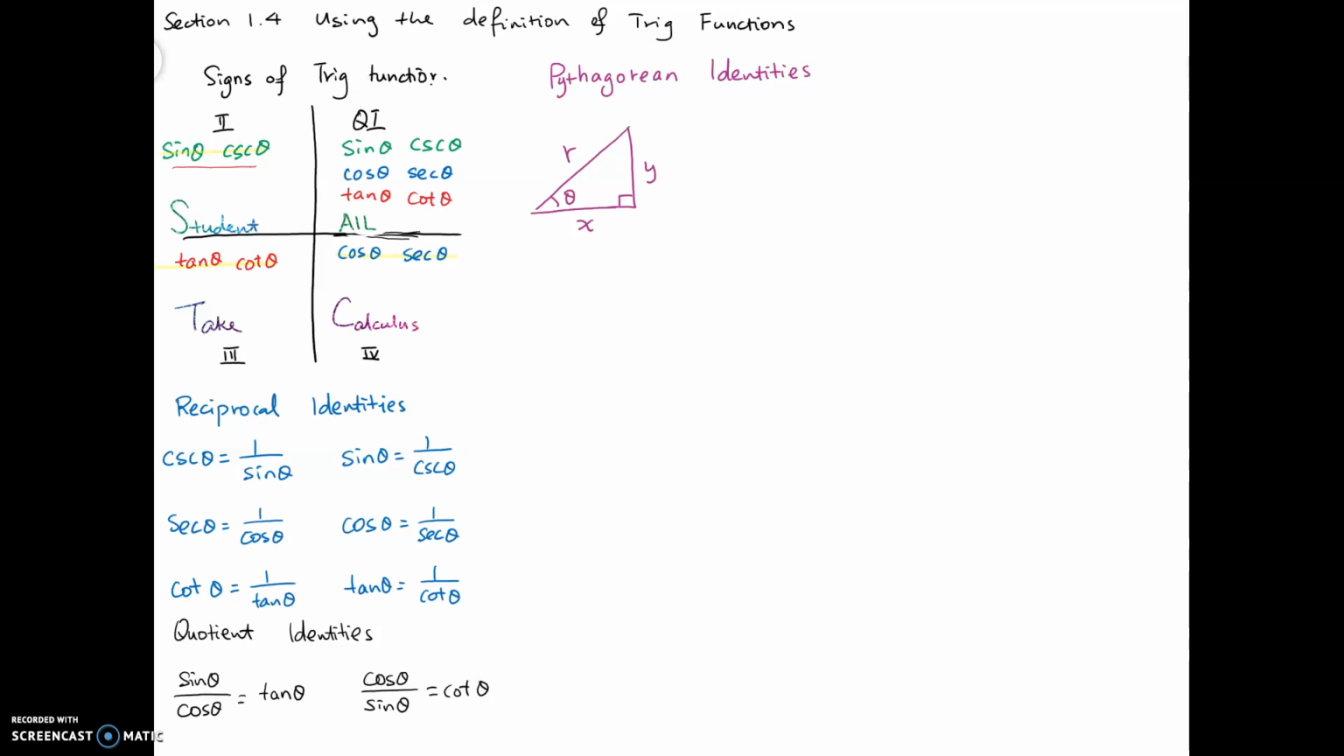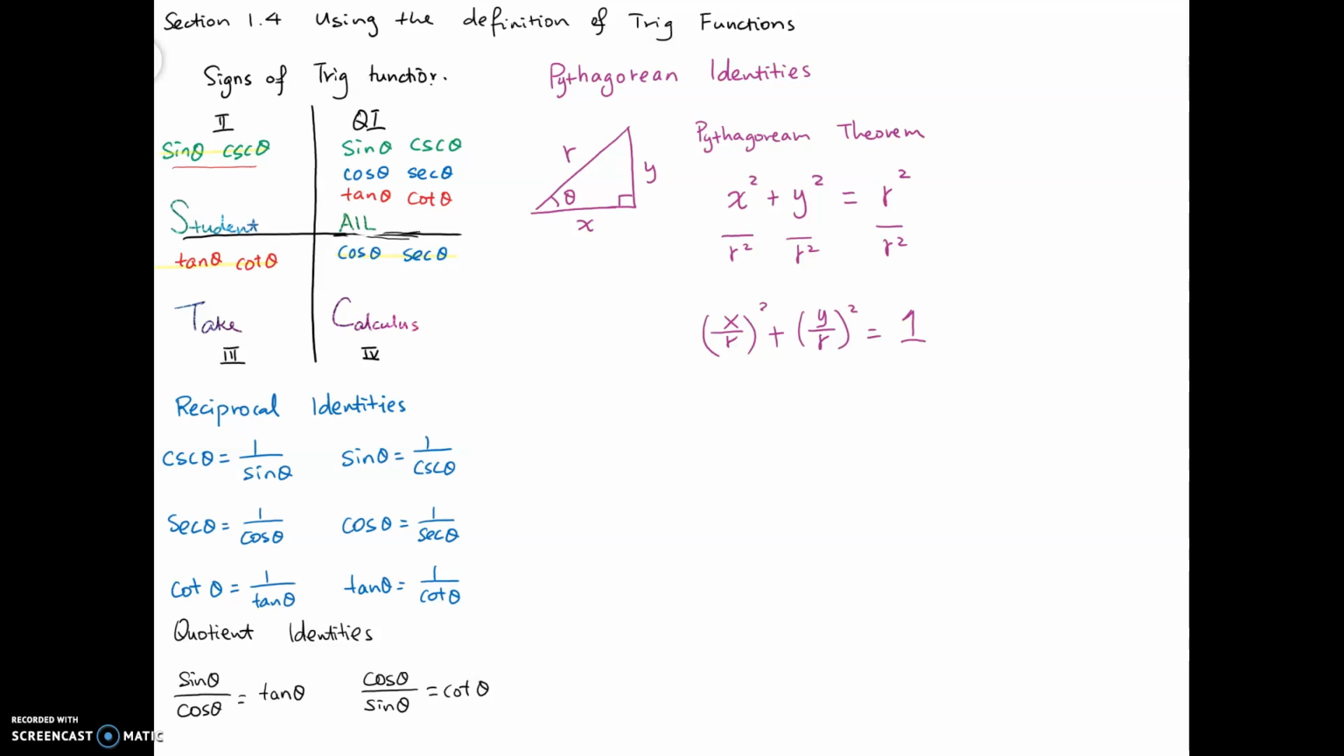Then according to the Pythagorean theorem, the sum of the squares of the two legs is equal to the square of the hypotenuse. So that means x squared plus y squared equals r squared. So now I'm going to divide everything by r squared. So I end up with x over r squared plus y over r squared equals 1.